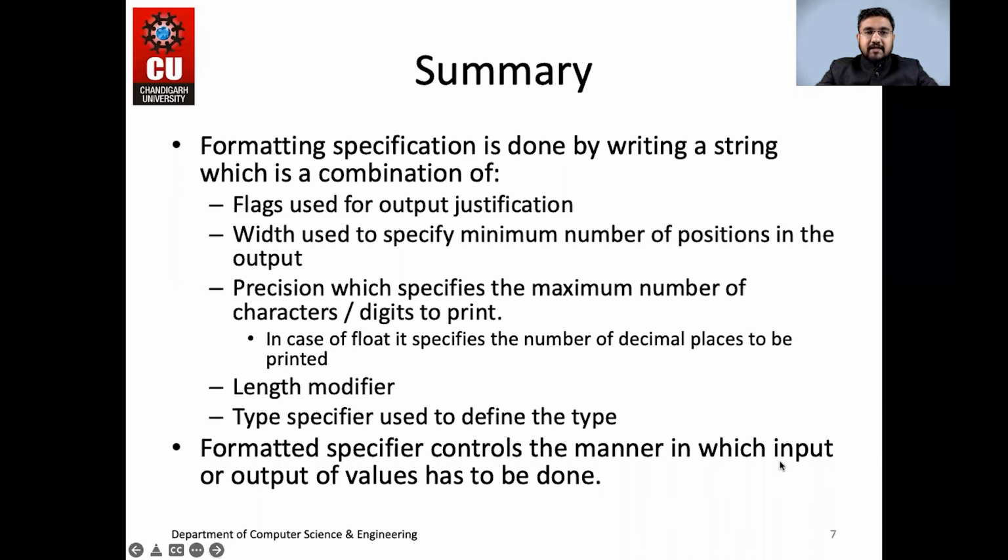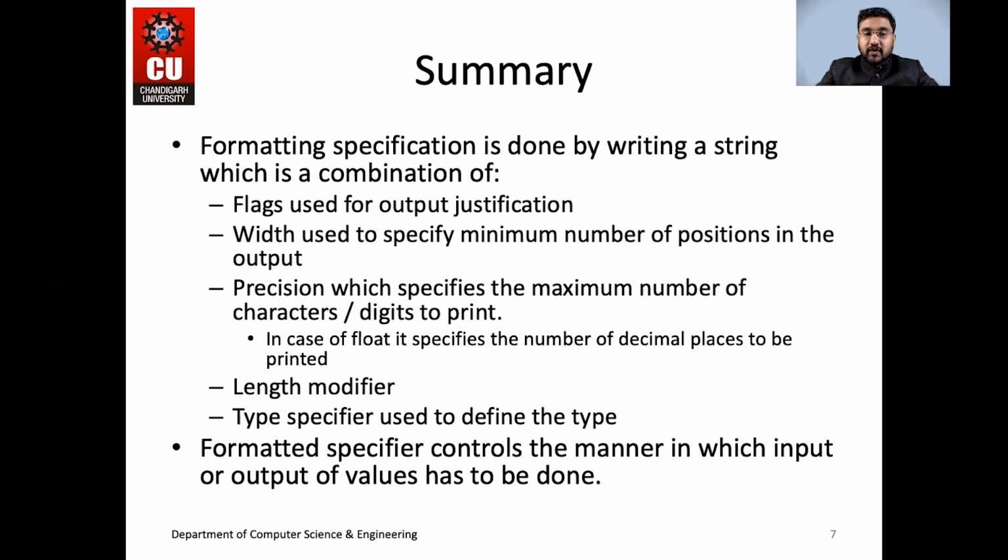So what we have learned is that flags are specifically used for output justification. Width is used to specify the minimum number of positions in the output. If you have more digits in the output, then that will override the width, right? So that's why it's the minimum number of positions. Next, we have precision, which specifies the maximum number of characters or digits to print. For example, in case of float, it will specify the number of decimal places to be printed.